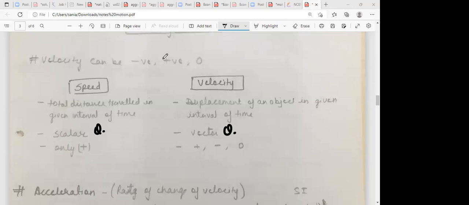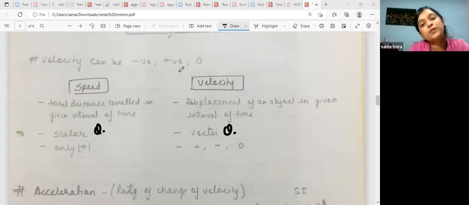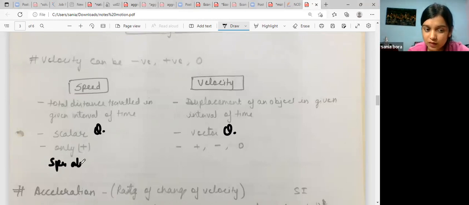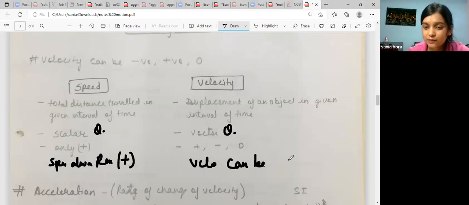Yes, ma'am. Okay, so you'll write hashtag difference between speed and velocity. You write scalar. Speed is here. You can write speed always remains positive, and velocity can be positive, negative, and 0.